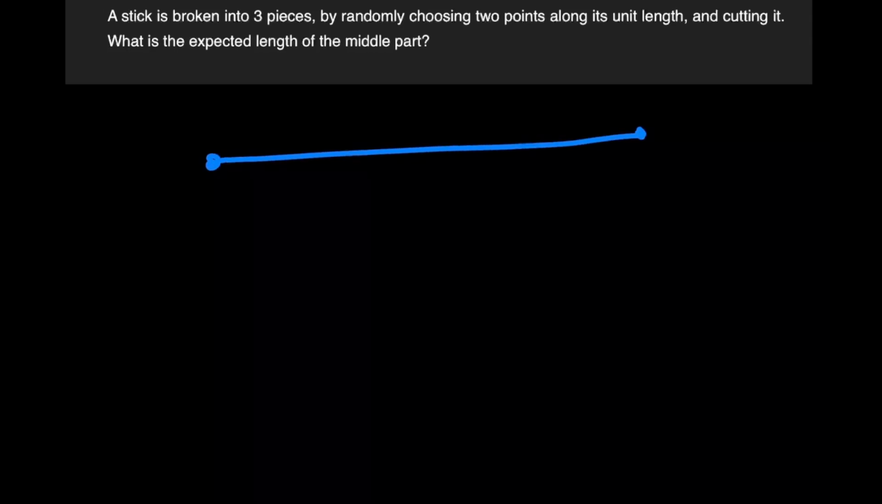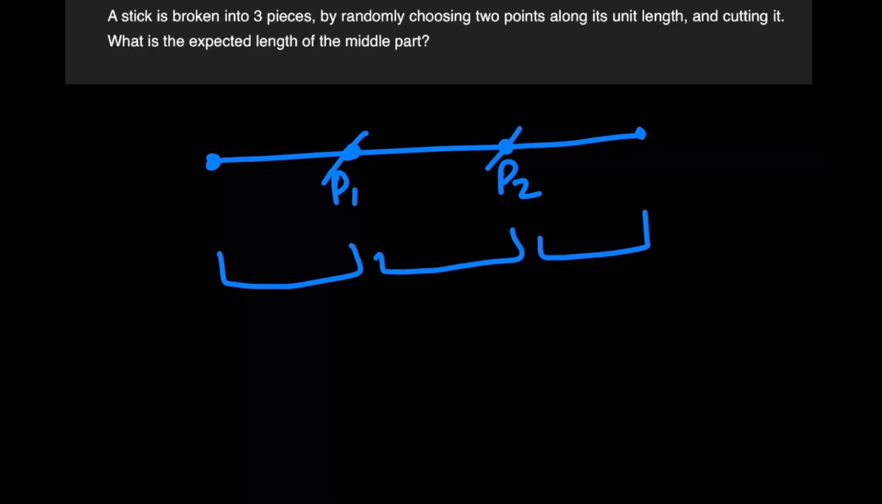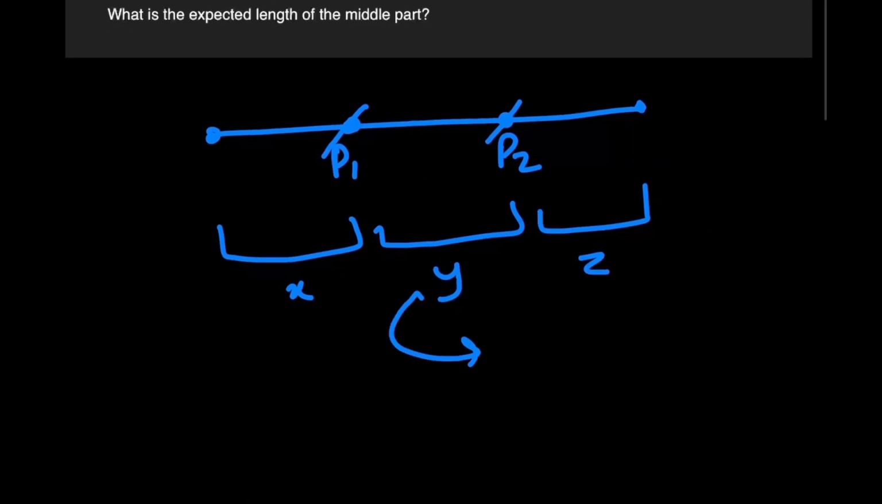So what the question states is that we've been given a stick of unit length and it's broken into three pieces by randomly choosing 2 points. So let's choose two random points P1 and P2. Breaking the stick at these 2 points will lead us to three separate parts. Let's call the length of each of these parts X, Y, and Z, in the order depicted. And what we've been asked is E of Y, the expected length of the middle part. Right. So we'll be going over three ways to solve this problem.